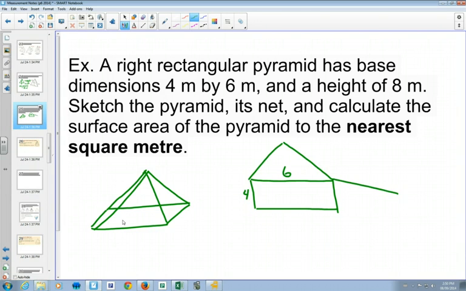Off of here I would have a triangle. Off of here I would have a triangle. And off of here I would have a triangle.